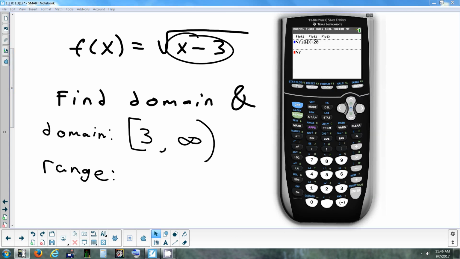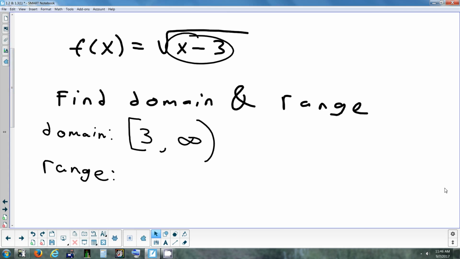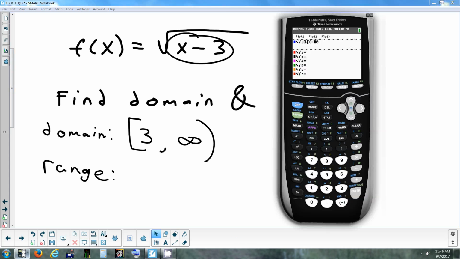Okay, so I'm going to graph. Actually, I can just pretty much use what I have right here. Square root of x minus, and we'll make it a 3. Or you could just clear the whole thing and type it over again if you need to. I'm going to do zoom 6. I think that'll be good enough.